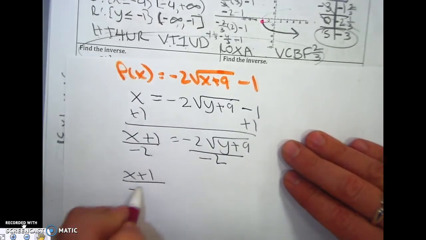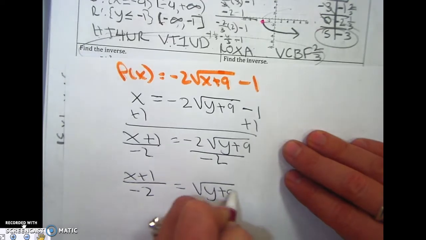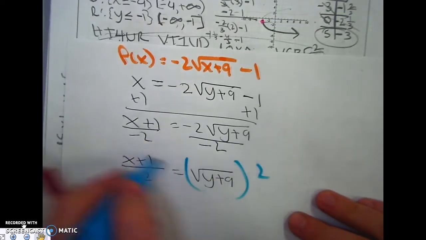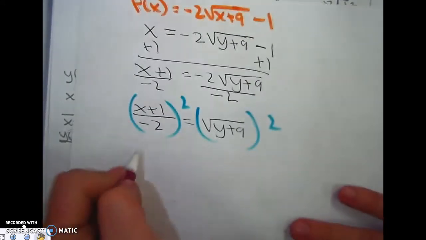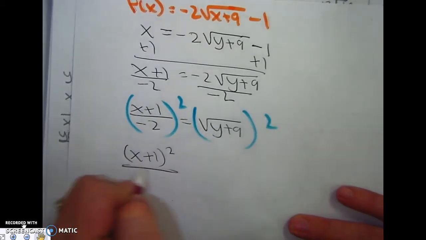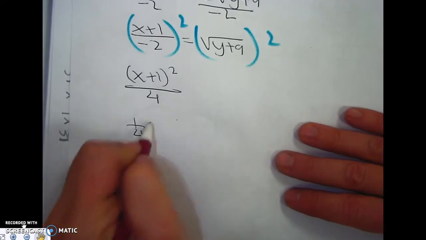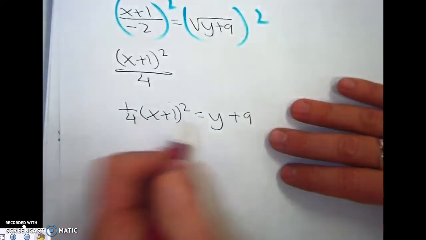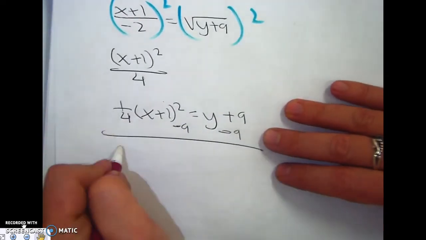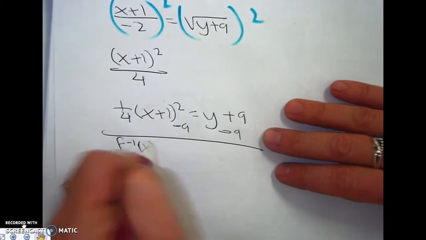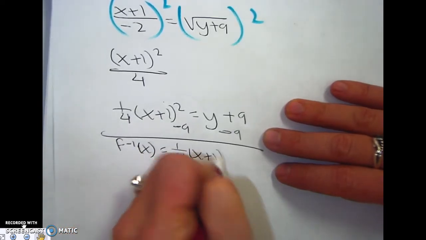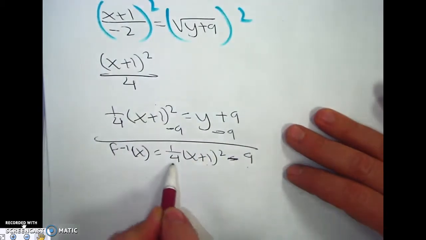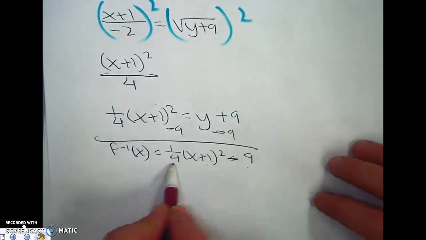But what I didn't think about is the ability to present things in vertex form. And so if I was to present this in vertex form, when I square it, I'm left with x plus 1 squared over 4, which is the same thing as 1 fourth x plus 1 squared equals y plus 9. And then I would subtract 9. And I'd be left with f inverse of x equals 1 fourth x plus 1 squared minus 9, where the vertex is negative 1, negative 9, and it's a vertical compression by a factor of 1 fourth.